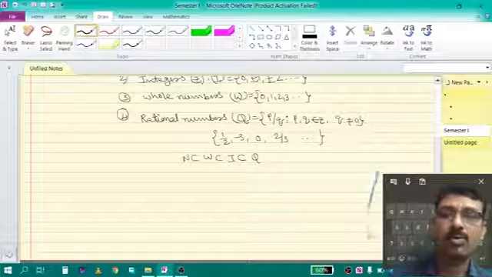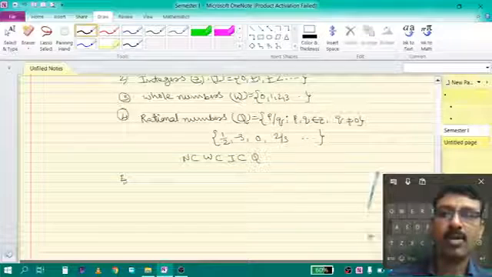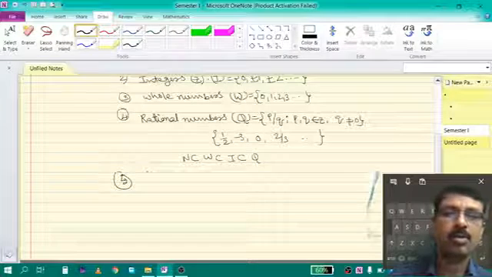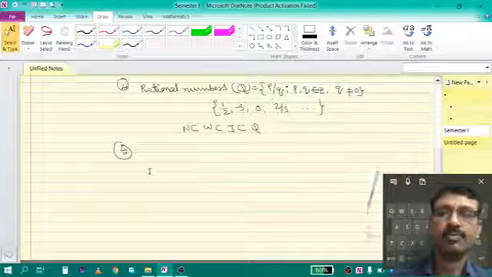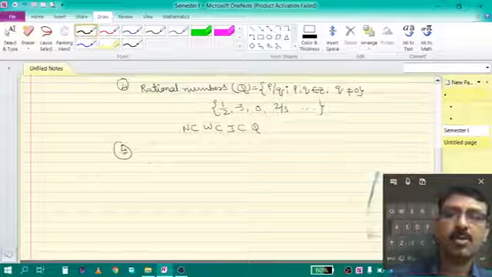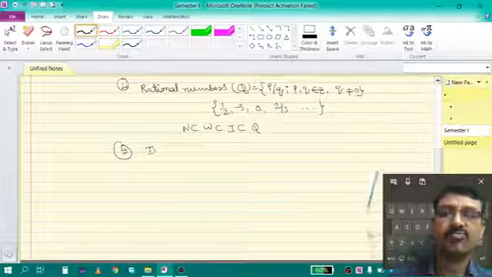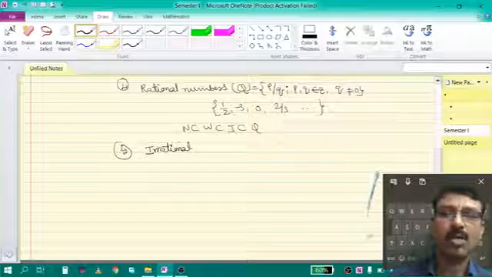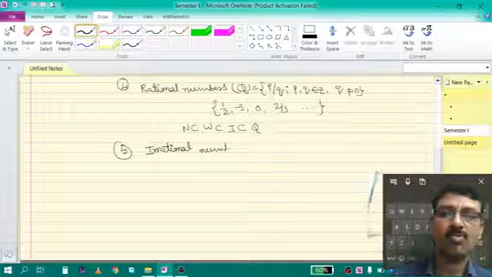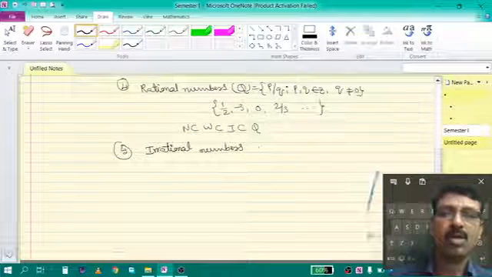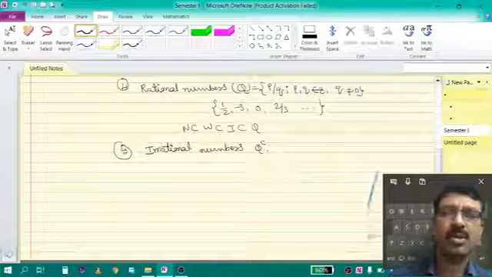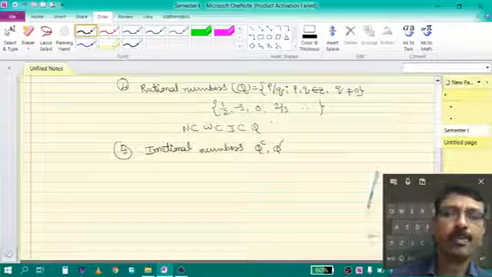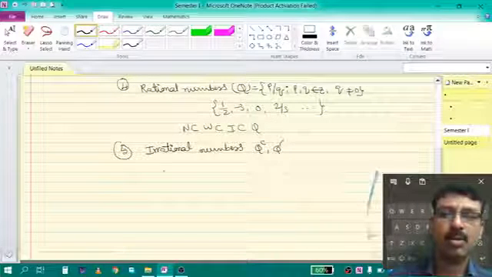Now we define a special type of numbers, that is irrational numbers. Irrational numbers are generally denoted by Q complement or Q dash.